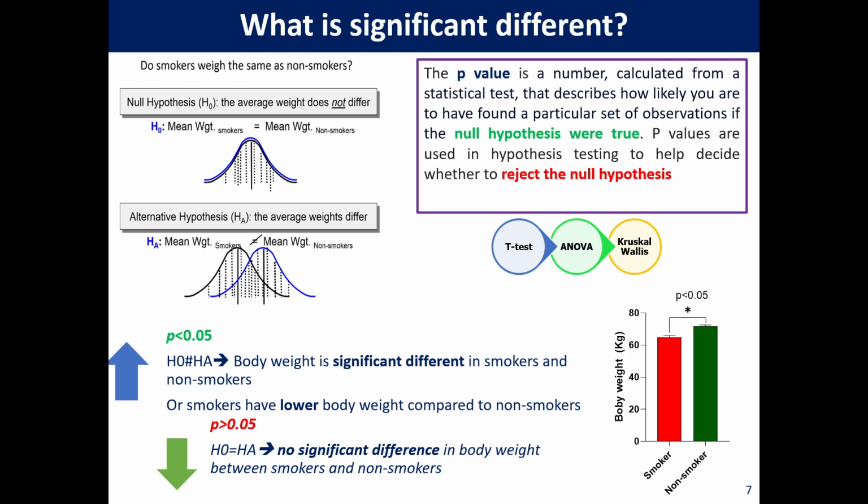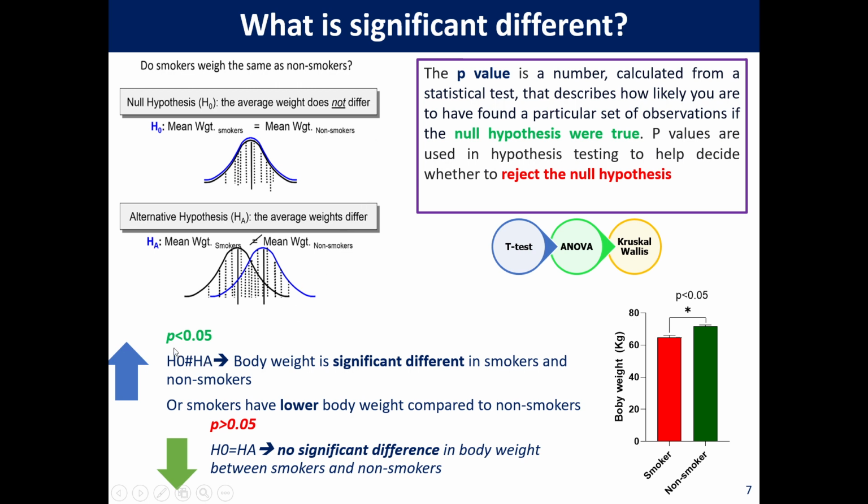the null hypothesis or the alternative hypothesis? Here we need to calculate the p-value. As you can see here, the p-value is calculated from a statistical test, for example, t-test, ANOVA or F-test. And if the p-value is used to reject the null hypothesis, it means that the body weight between smoker and non-smoker is not equal.